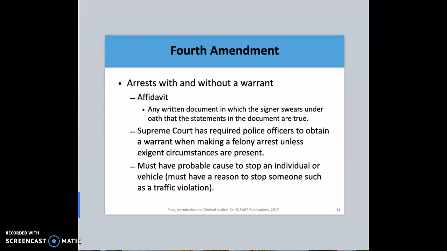Arrest with or without a warrant. We talk about an affidavit in the Fourth Amendment. It's a written document in which the signer swears under oath that the statements in the document are true, in which they establish probable cause. The Supreme Court has required police officers to obtain a warrant when making a felony arrest unless exigent circumstances are present. Now, if you witness a crime, you don't need to get a warrant. Obviously, you can arrest someone because it's a crime committed in your presence. Otherwise, you should have an arrest warrant. You must have probable cause to stop an individual or a vehicle. In other words, you must have a reason to stop someone, such as a traffic violation.